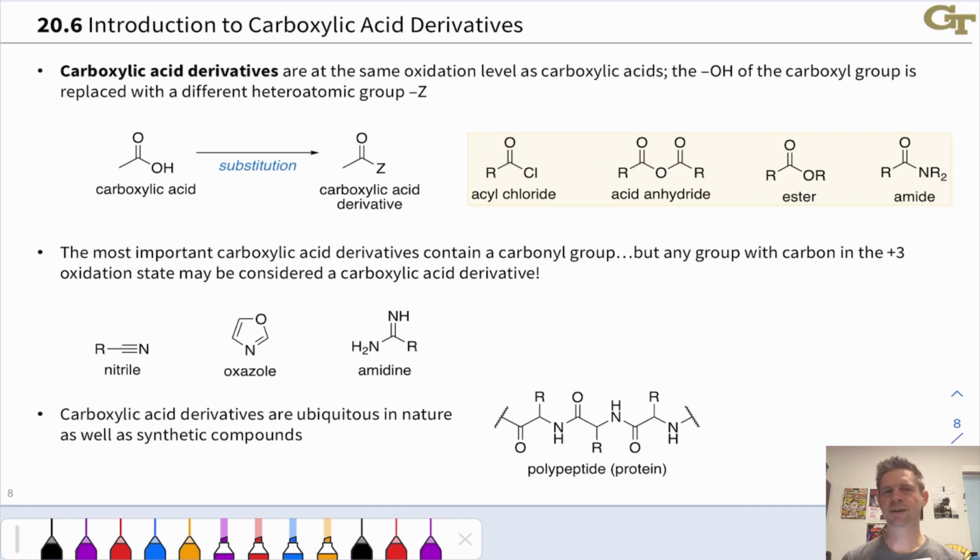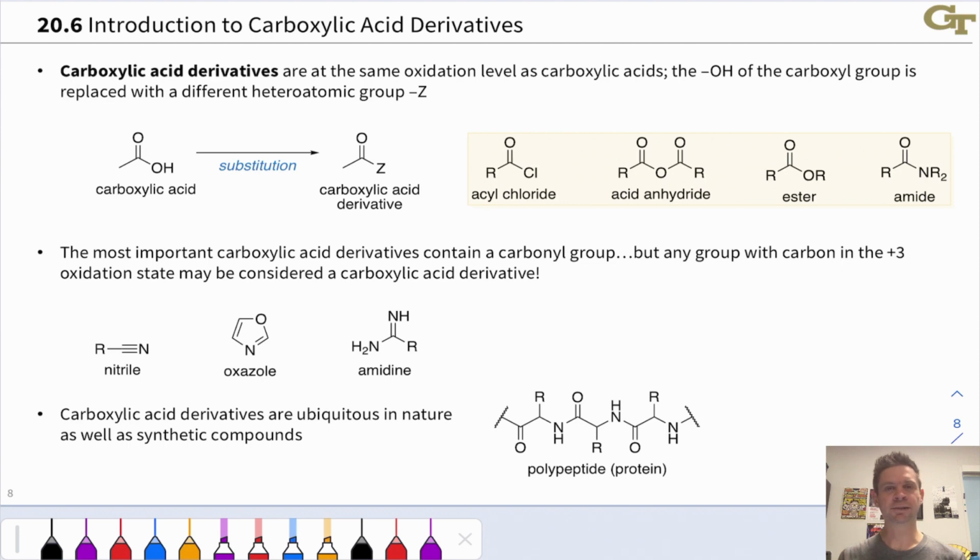Carboxylic acid derivatives are like carboxylic acids in that the carbonyl carbon is in the +3 oxidation state, but the OH group of the carboxyl has been replaced with some other heteroatomic group, which on the slide here is represented with the letter Z. And Z is typically derived from a nucleophile, like an alcohol, ROH, or an amine, RNH2, or some other nucleophile along those lines.